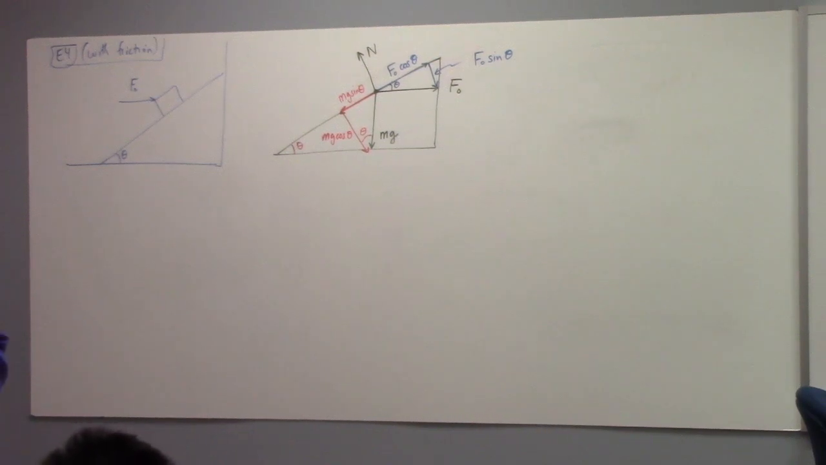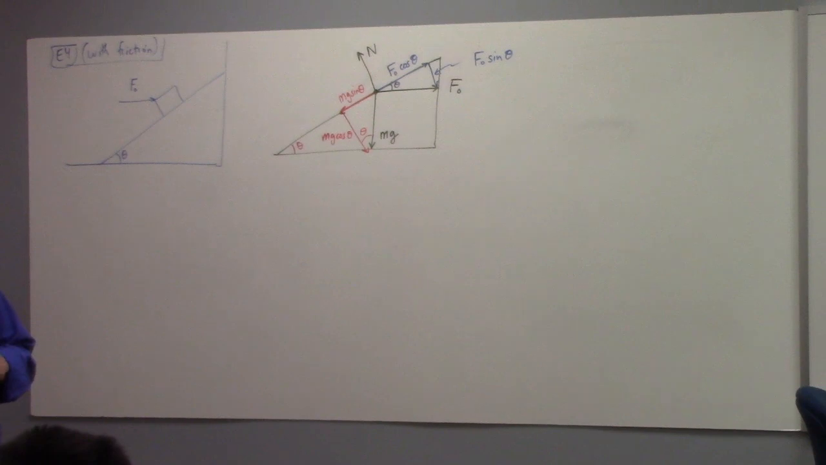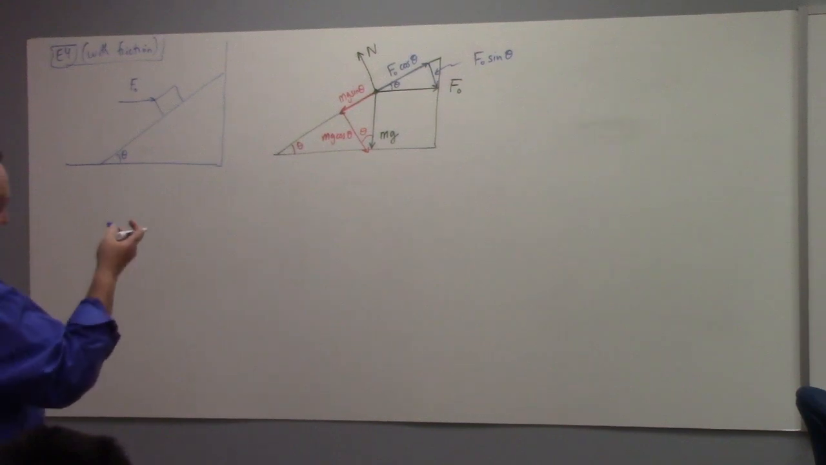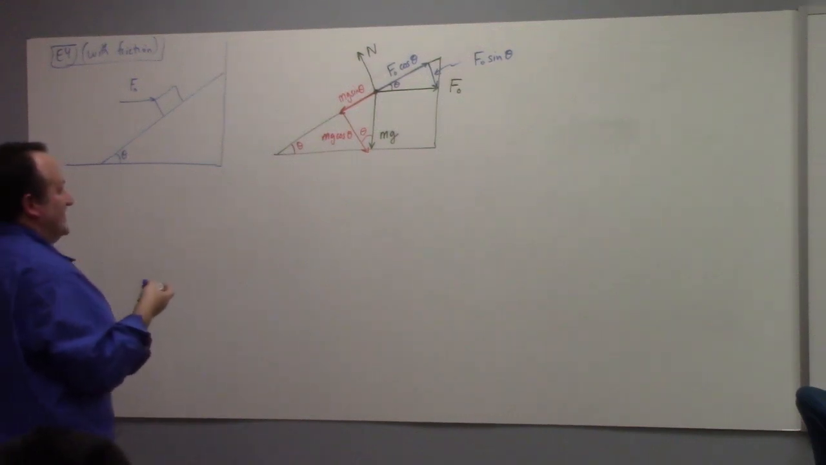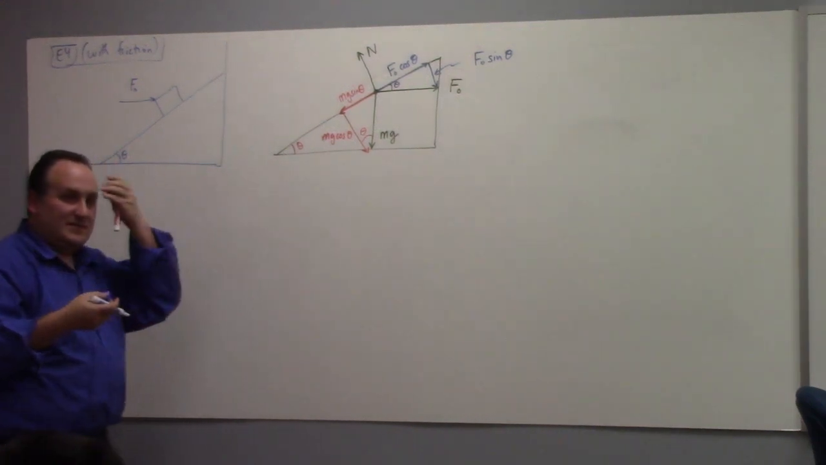Where's the force of friction? It's parallel to the plane. Is it down the plane? Is it up the plane? I'm not sure right offhand, right? Because if F0 is too big, what happens? It goes up the plane, right?